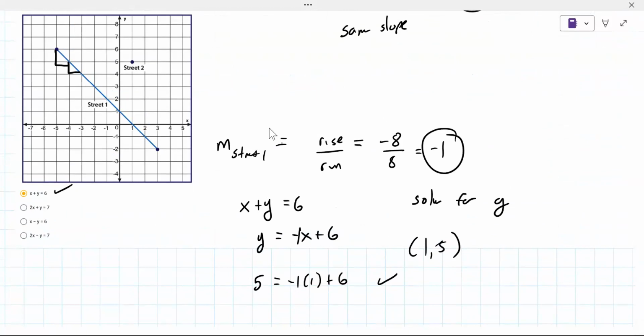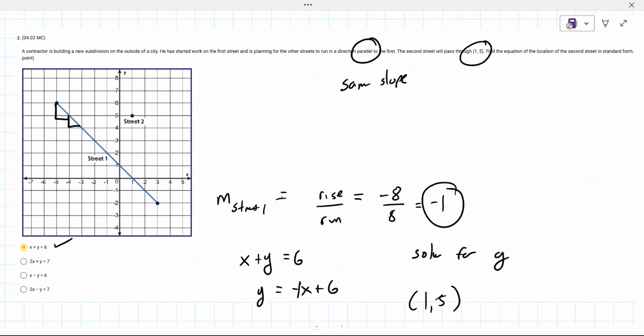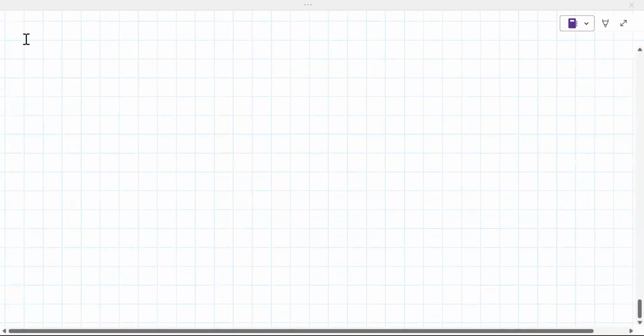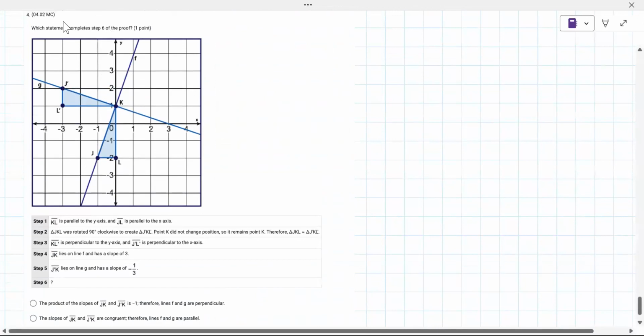Anyways, number four is another, well, not exactly a proof. Number four is in the chat. All right, here we go. I don't know what we're looking at here. Which statement completes step 6 of the proof? It'd be nice to know what we're actually proving here.